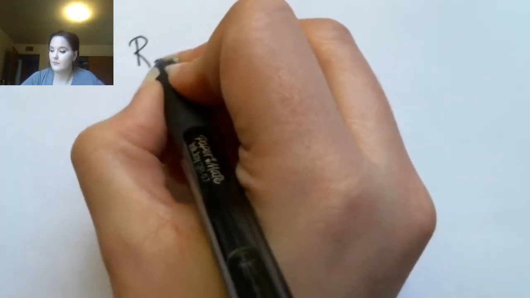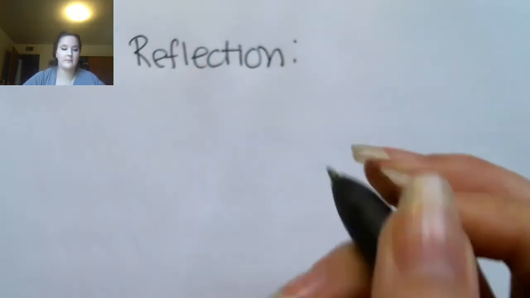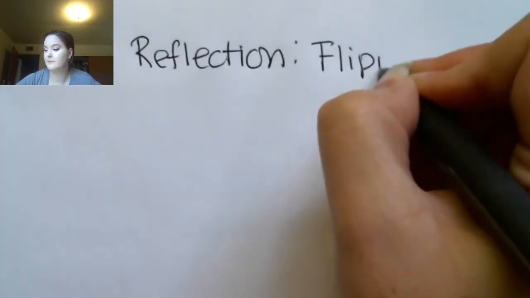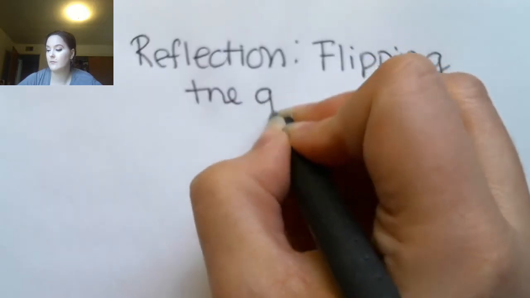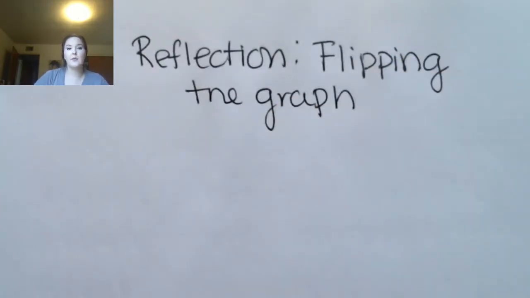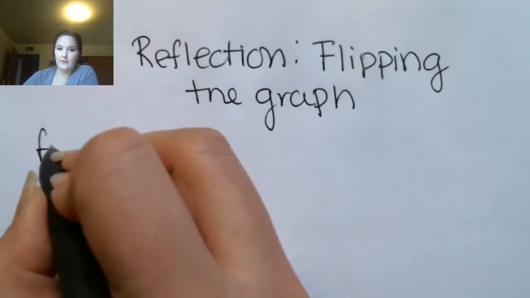Okay, let's look at our second type of transformation. Now this is something that we've also already seen when we talk about parabolas. So we're going to talk about reflection, which flips the graph. So we're going to start with our base graph.